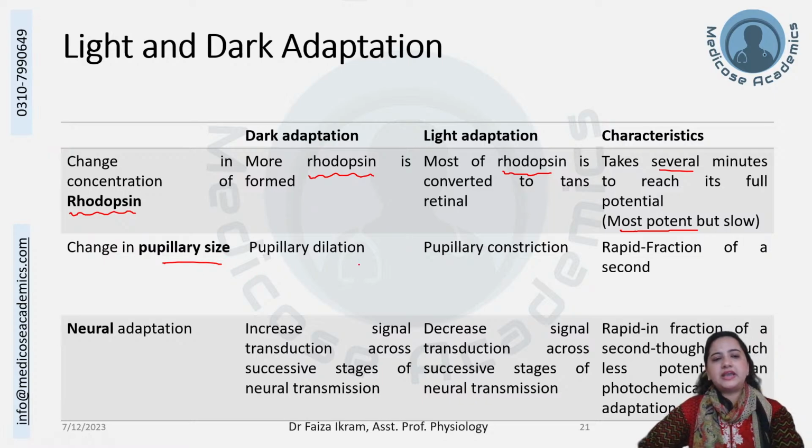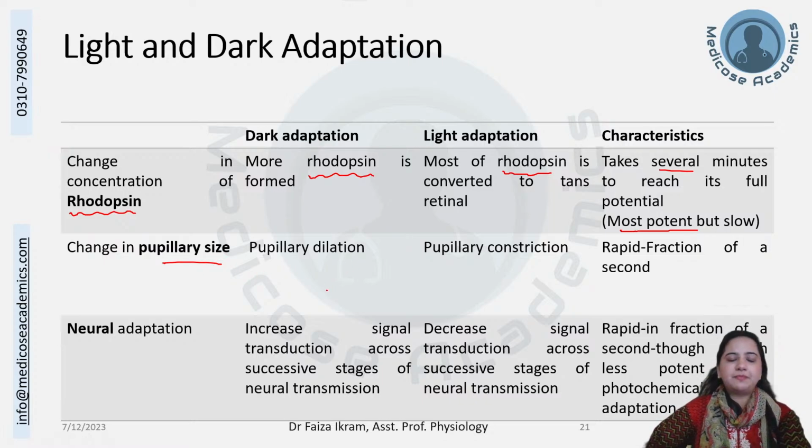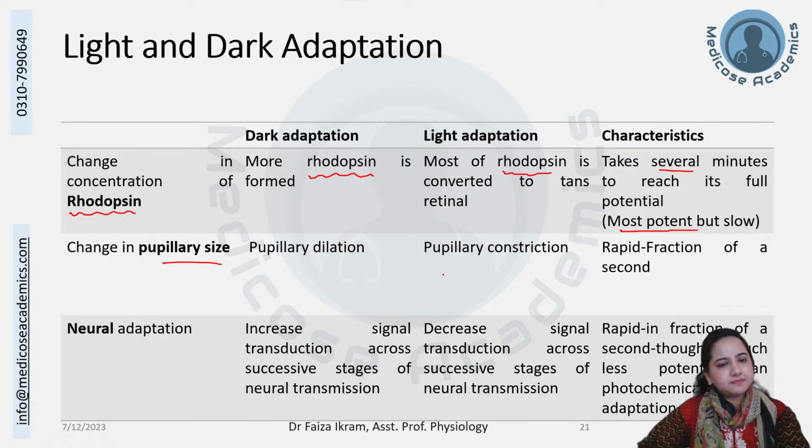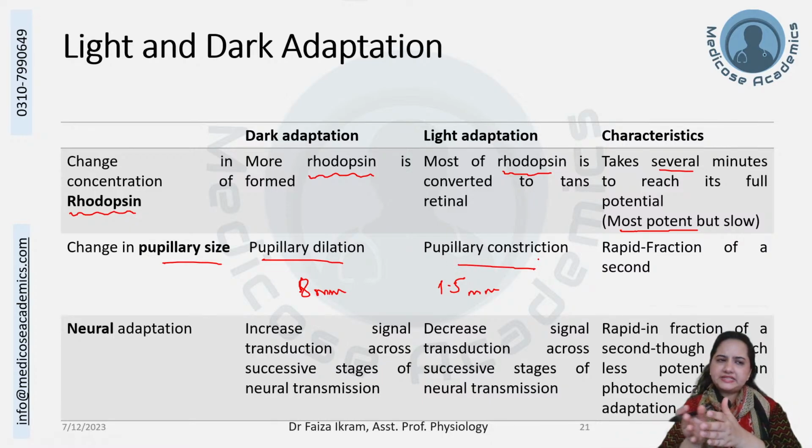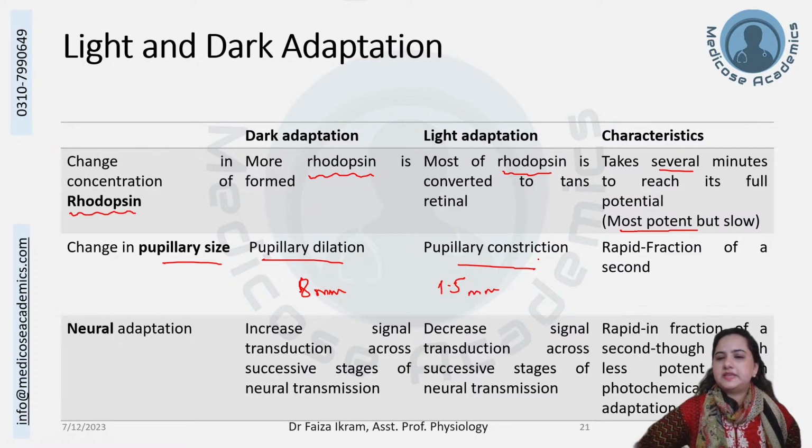Yesterday we saw pupillary dilator and constrictor muscles supplied by the sympathetic and parasympathetic, which can change the pupil size. It can decrease up to 1.5 millimeter and increase up to 8 millimeter, which can change the depth perception. So for dark adaptation, the pupils will dilate. For light adaptation, to allow less amount of light to enter, the pupils will constrict. This is a rapid mechanism and occurs within a fraction of a second.